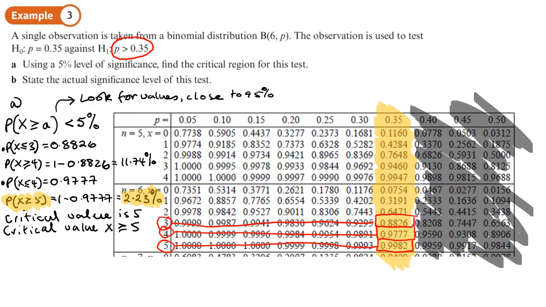Part B, state the actual significance. Well, it's not 5%. We actually worked out it was 2.23%. So the actual significance level is 2.23%. It's the actual value that we work out from the table.